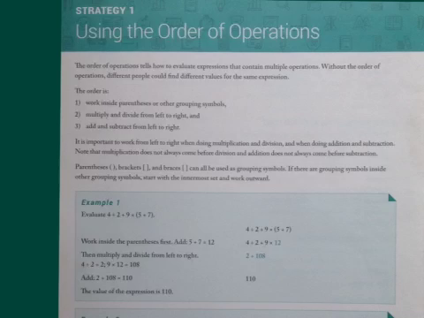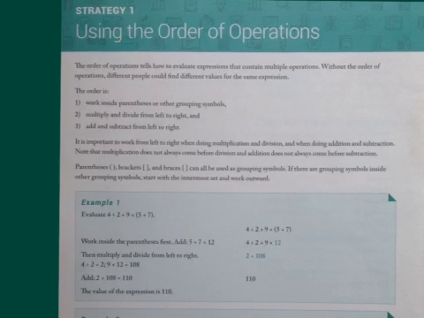So the order is, first, we're going to work inside the parentheses or other grouping symbols. We're going to multiply and divide from left to right, and add and subtract from left to right. It is important to work from left to right when doing multiplication and division, and when doing addition and subtraction. Note that multiplication does not always come before division, and addition does not always come before subtraction.